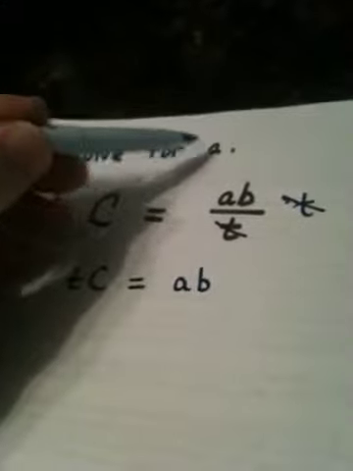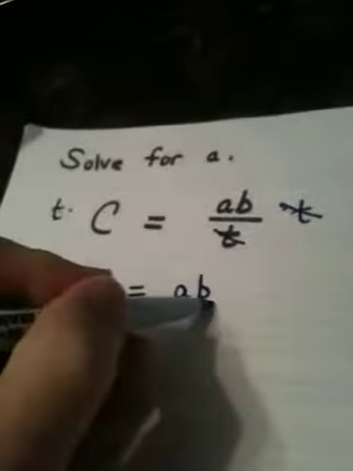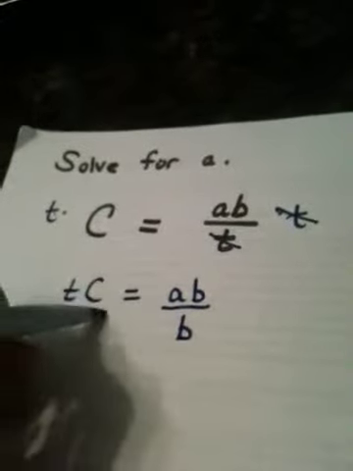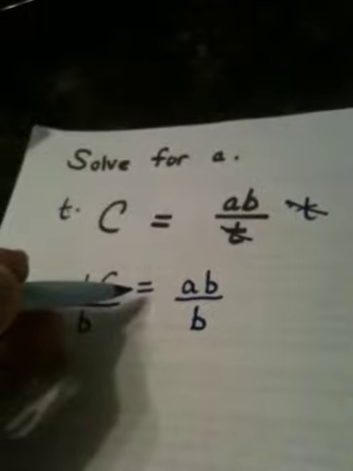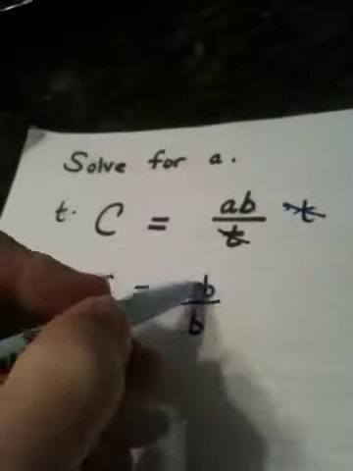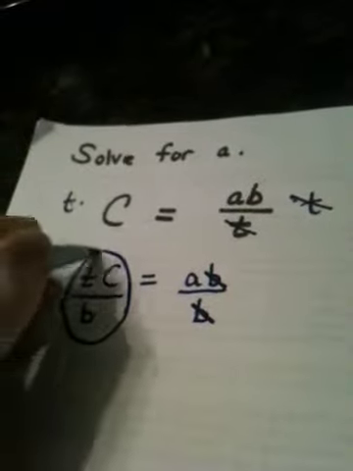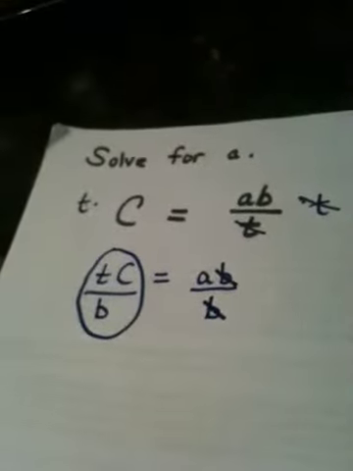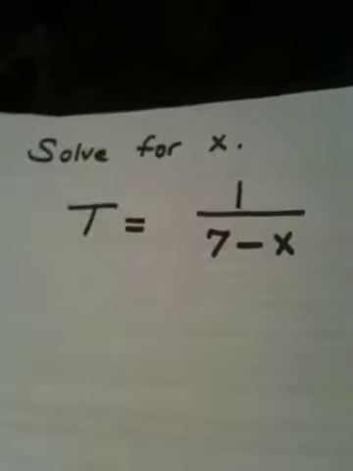I'm solving for A. A is being multiplied by B. To undo that multiplication, I'm going to divide. And of course what I do to one side I do to the other. It's an equation. We keep it in balance. My answer, A equals TC divided by B.